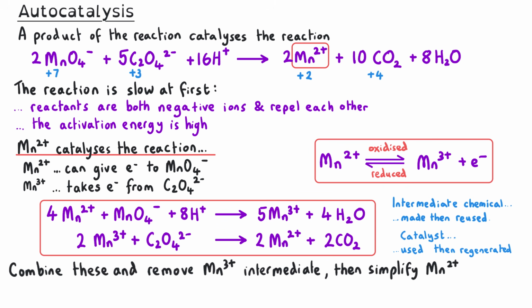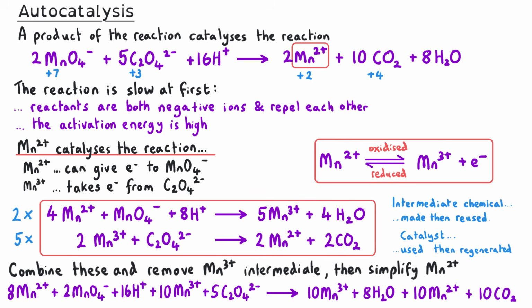And then we can combine these 2 steps of this alternative reaction pathway by multiplying the top equation through by 2 and the bottom equation through by 5. And then that allows us to combine these 2 equations to this one very big overall equation. But what you can see is that because of how I've multiplied those 2 equations, we now have 10 manganese 3 plus on both sides of the equation. So that means that we can successfully remove our intermediate chemical.